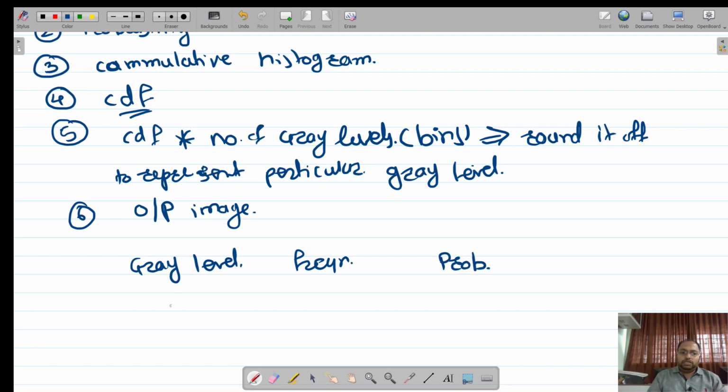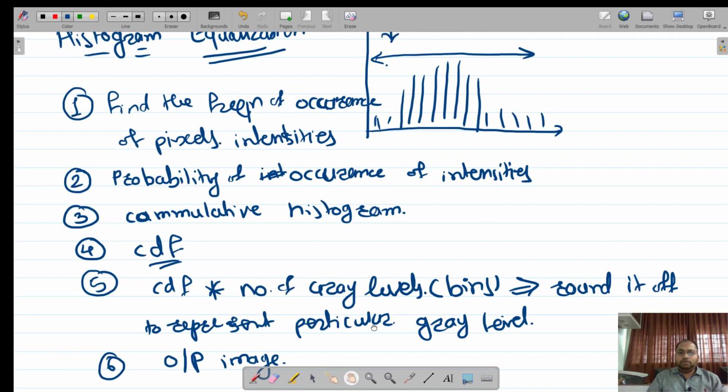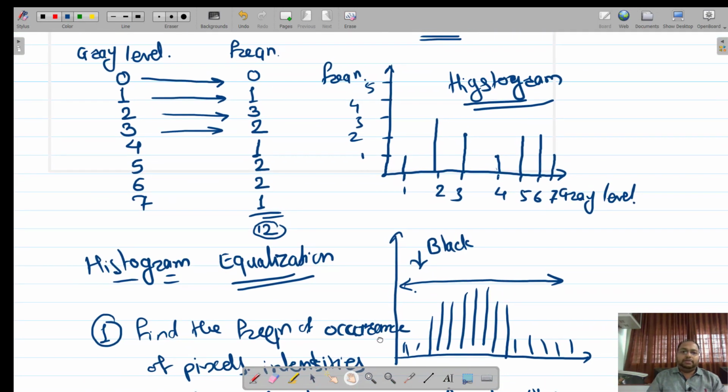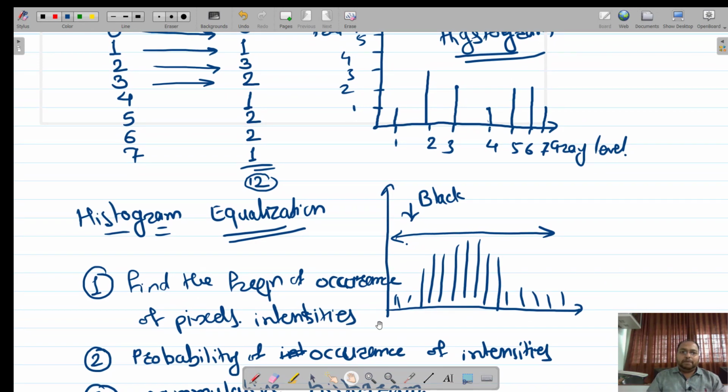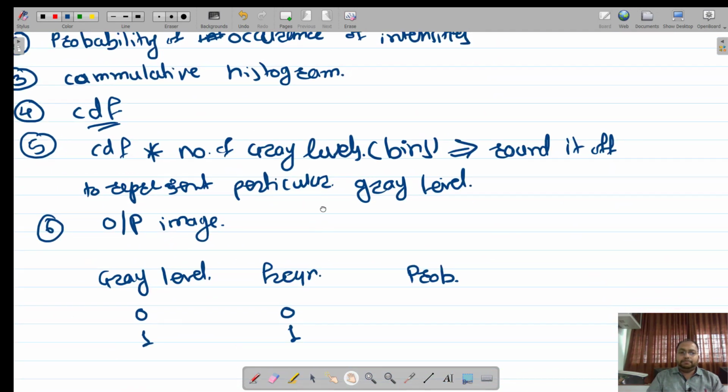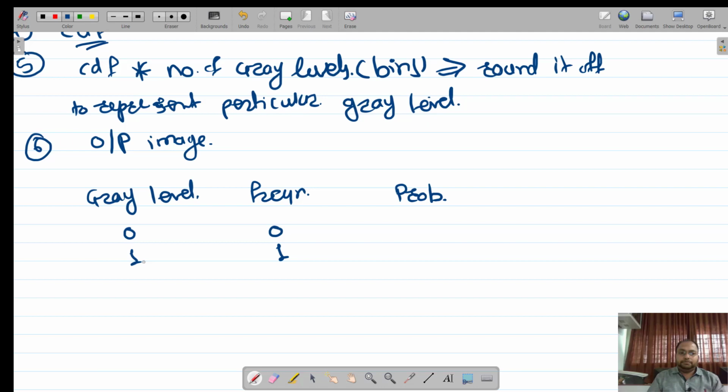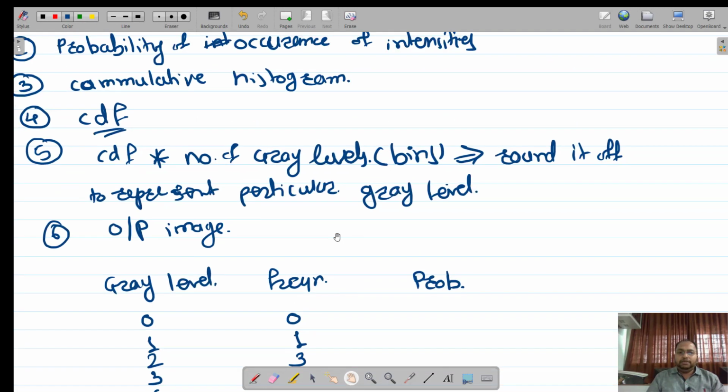Gray level 0 occurred 0 times, 1 occurred 1 time, right? Let me check it out. Yes, it is there. 2 has been repeated 3 times, and then 3, 4, 5, 6 and 7. 3 has been repeated, I think, 2 times, right?